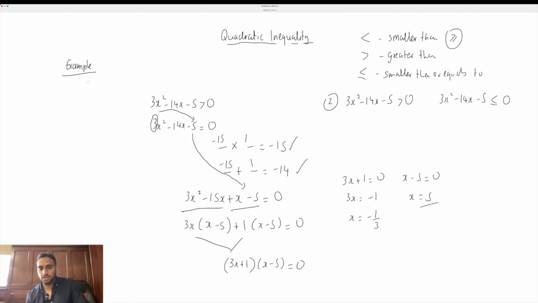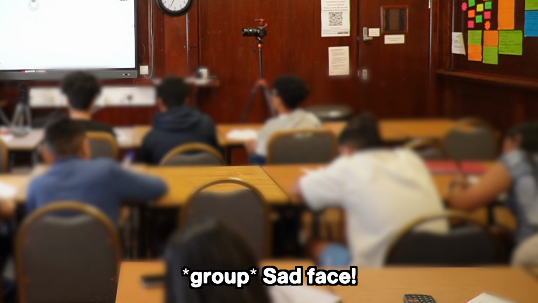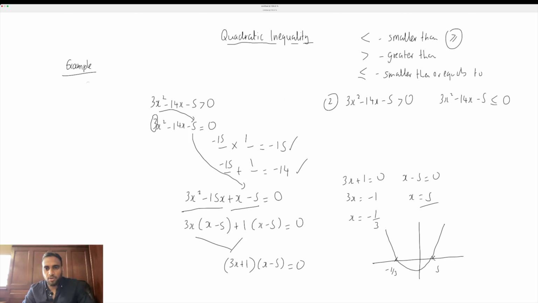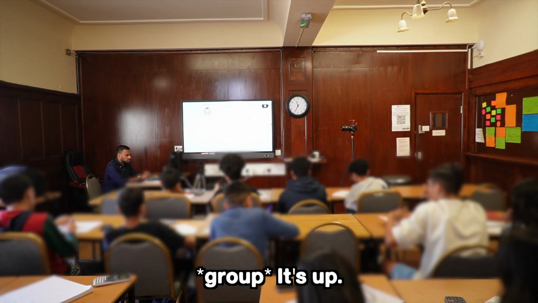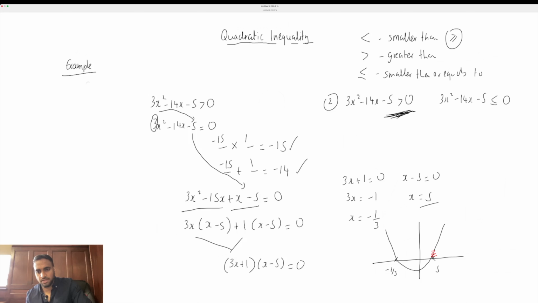That's the other solution. So now we've got to draw the graph, right? So we have minus 1 over 3 and 5. So that could be minus 1 over 3 here and 5 here. A sad face or happy face? Okay, very good. So based on this question here, where do I shade on the graph? It's up. Why is it up? Because it's greater than. So you shade up, right? So you go like this, here and here.